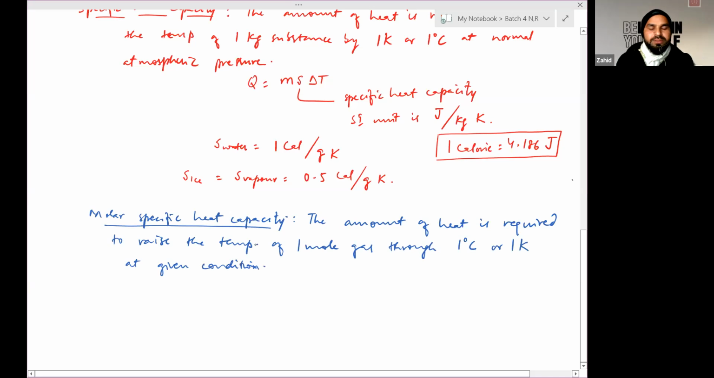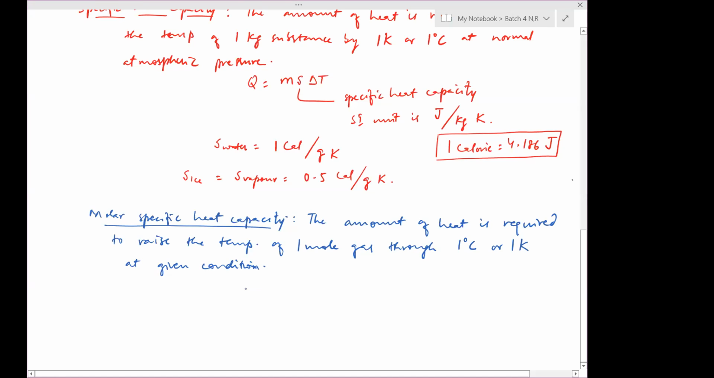Since this molar specific heat may change according to different conditions of the gas, I will define it in thermodynamics. We mainly have 4 different types of processes: isobaric, isochoric, isothermal, adiabatic. So depending upon the given condition, this molar specific heat will have different numerical values. Okay?